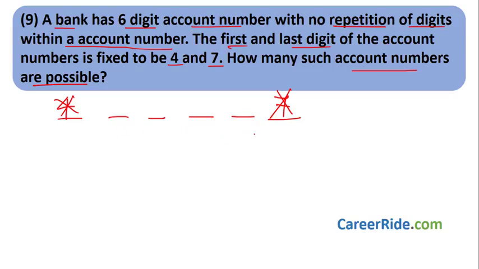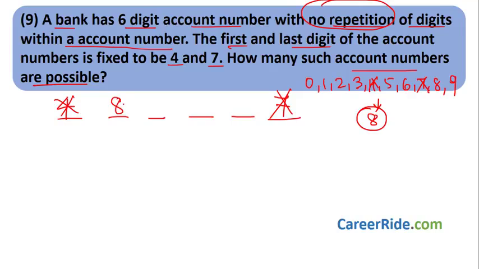What they have said is that there is no repetition of digits, right? How many single digit numbers are there in mathematics? There are 10: 0, 1, 2, 3, 4, 5, 6, 7, 8 and 9. Out of that, 4 and 7 we already used, and since there is no repetition, we cannot have 4 and 7 over here. When we remove these 2 from the 10, 8 are left. So here we have 8 choices, correct?